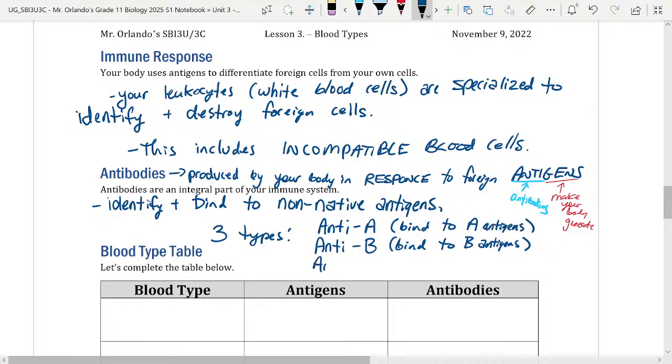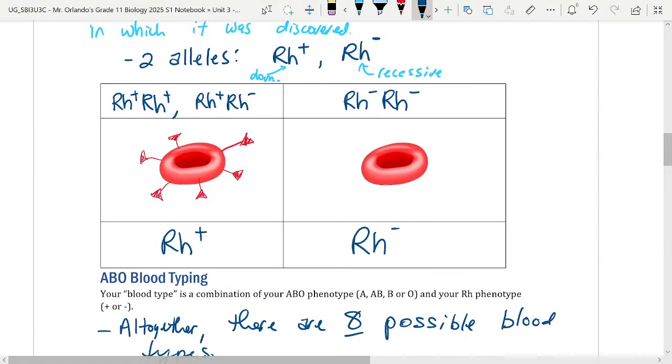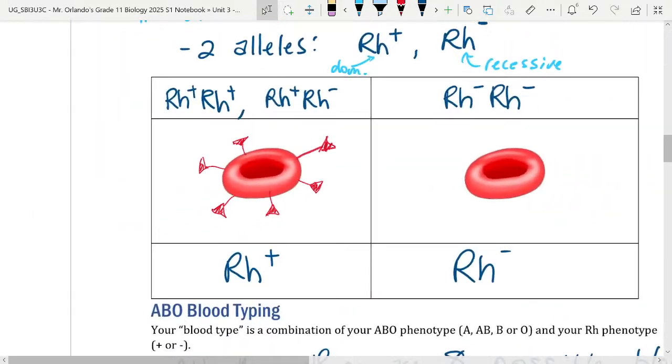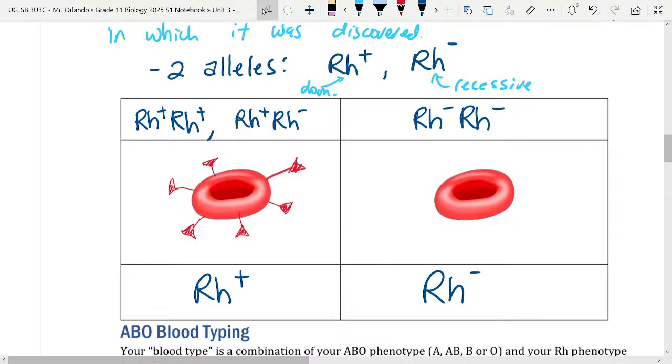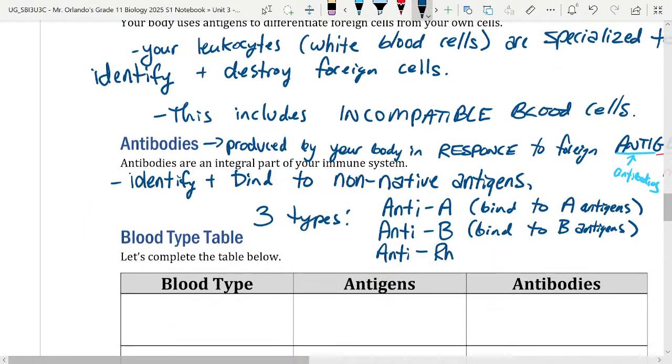And finally, we have... no, O's nothing. O isn't an antigen. O is just a lack of an antigen. So the last one we have is anti-A, anti-B, and what's the third antigen? No, that's just having A and B. What's the third antigen? Positive and negative? Yeah, which we call the RH factor, because the positive just means it has it, and the negative just means it doesn't. So we have the anti-RH factor, which binds to the RH factor.